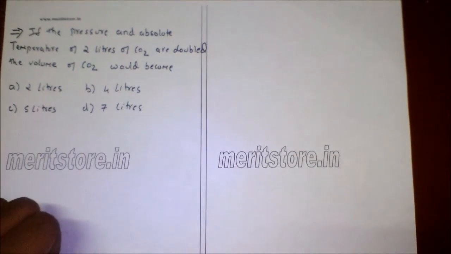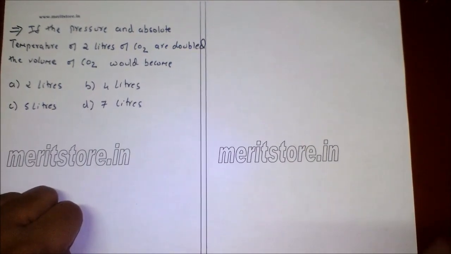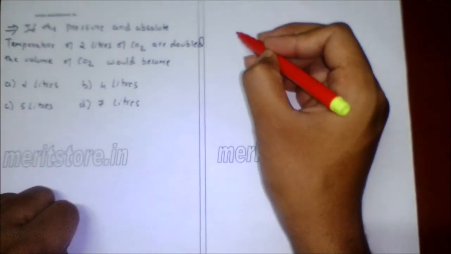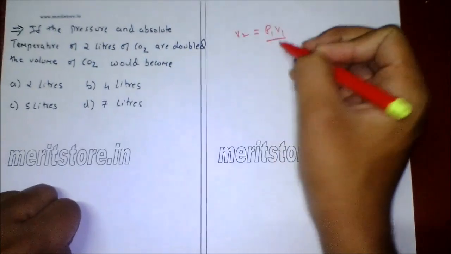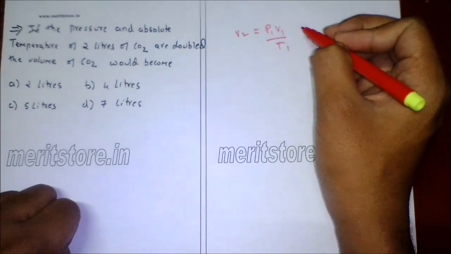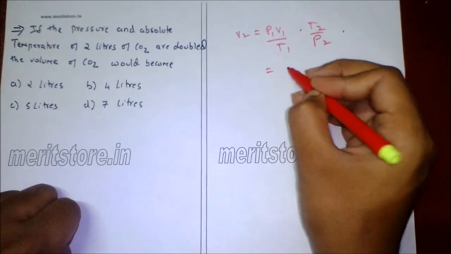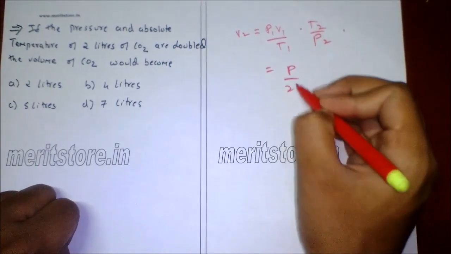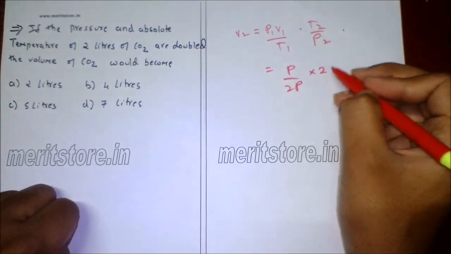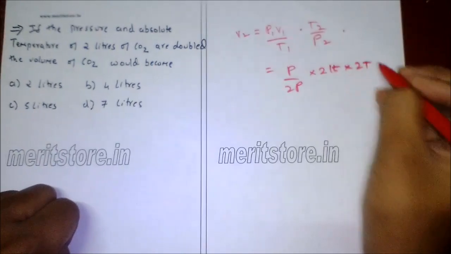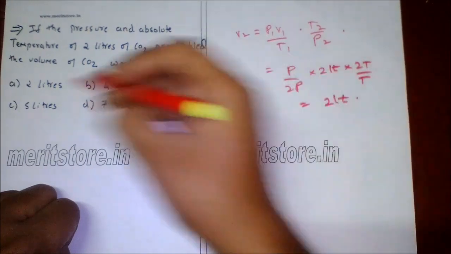If the pressure and absolute temperature of 2 liter of carbon dioxide are doubled, the volume of carbon dioxide would be. So V2 is equal to P1 V1 upon T1 into T2 upon P2. So pressure is doubled and volume is 2 liters, temperature is also doubled. So it comes out to be 2 liters. So option A is the correct answer.